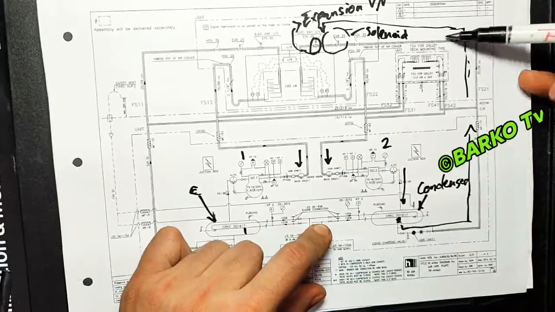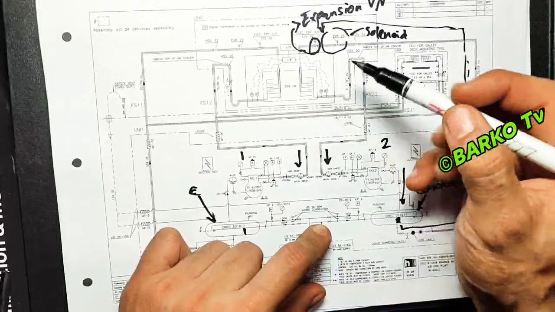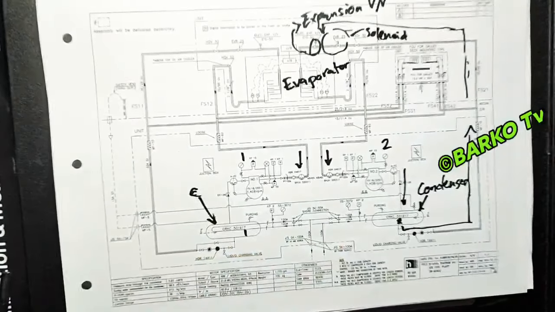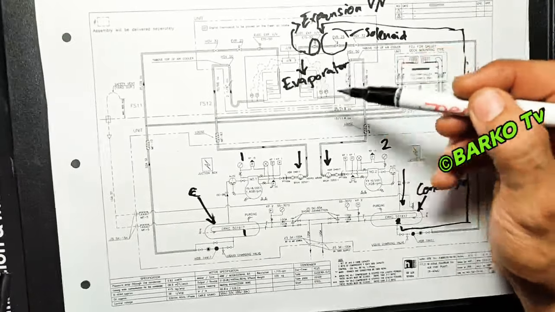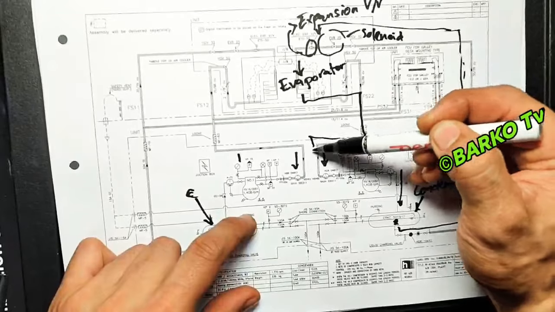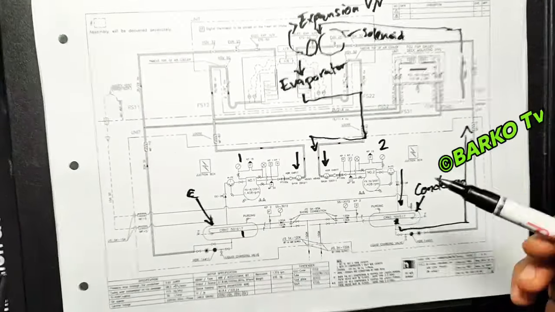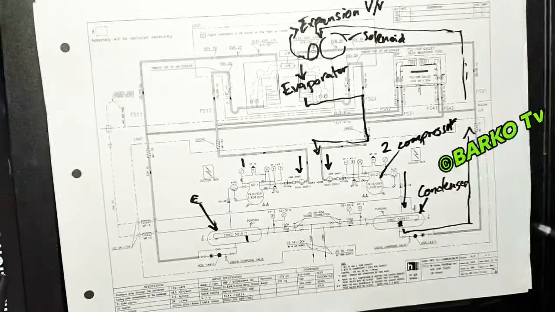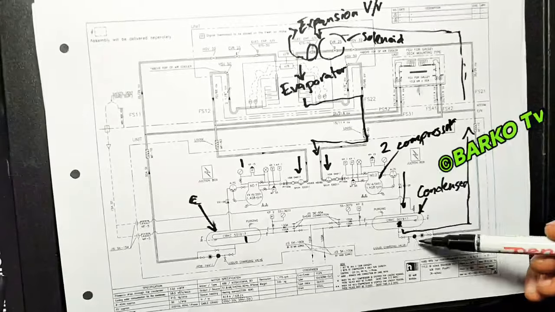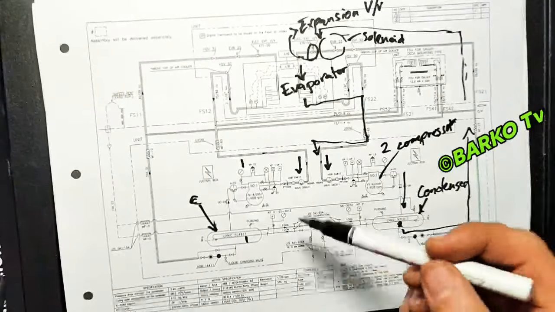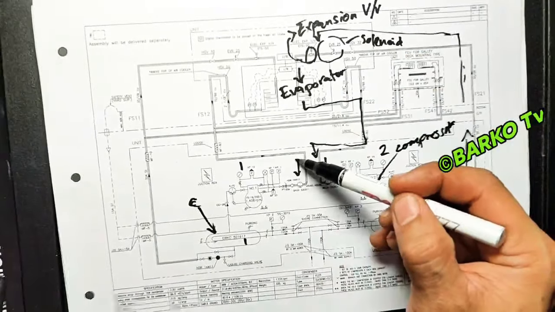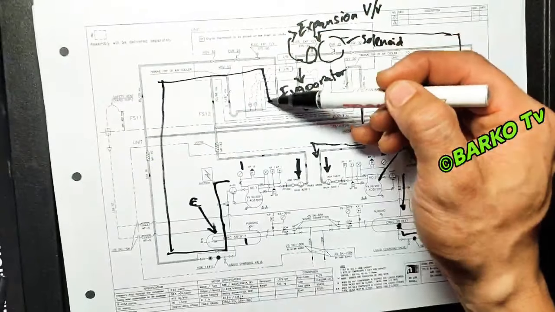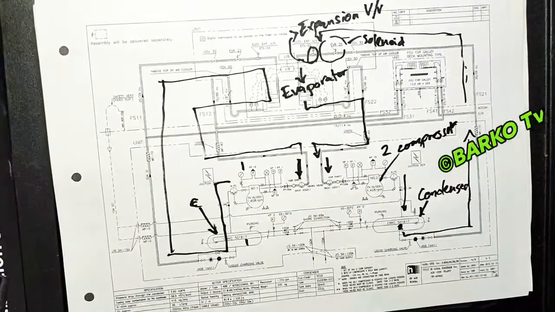This manual is photocopy only so that we can explain and write on it. This is the evaporator. Evaporator going to compressor. That is our system. We don't have an interconnection between system 1 and system 2. Okay, that is a closed loop. Same in system 1. Compressor going to condenser, condenser going to expansion valve, to evaporator, back to compressor.